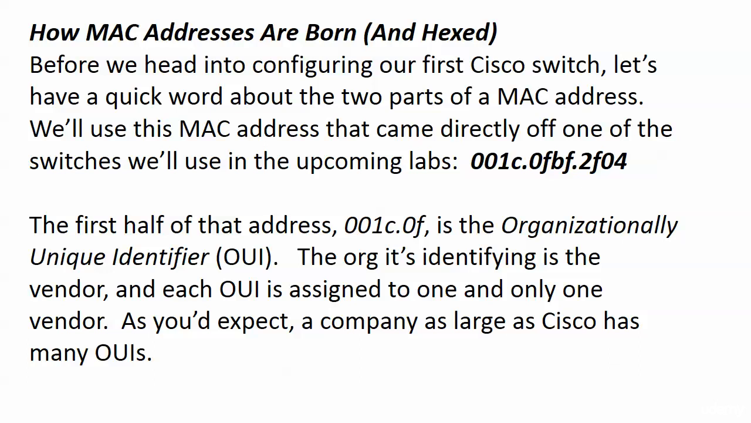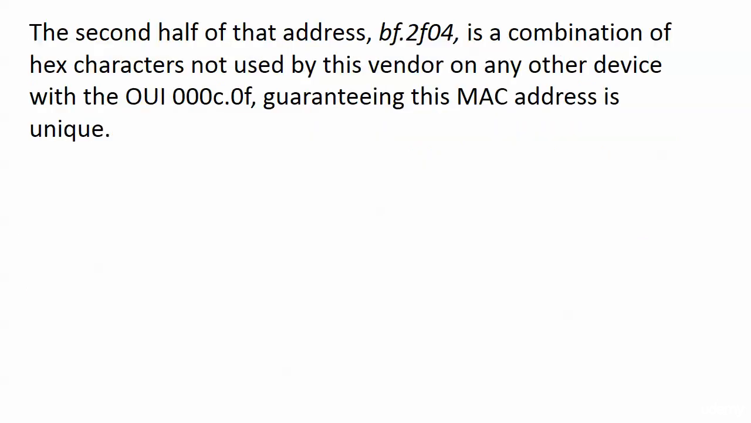So you can actually look at a device at some point, or a card, and look at the MAC address and say, okay, I know what vendor made this. It's not something you have to do on the test, but you've got to know what that OUI is all about. So if that's the first half of the address, it follows that we need to talk about the second half of the address. And that was BF2F04 in this particular case.